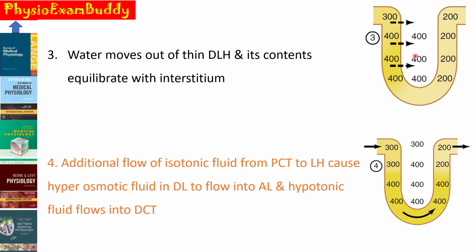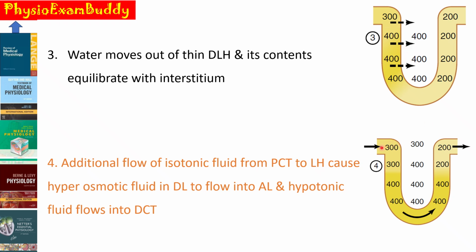Now what happens here? You got an increase in the osmolarity of 400 because of the pumping of the sodium and chloride. So in order to maintain the equilibrium, the water will move from the thin descending limb of loop of Henle till the contents equilibrate with the interstitium. So here the movement of the water is by passive transport. That is why it is shown as dotted arrows showing the direction of the movement of the water.